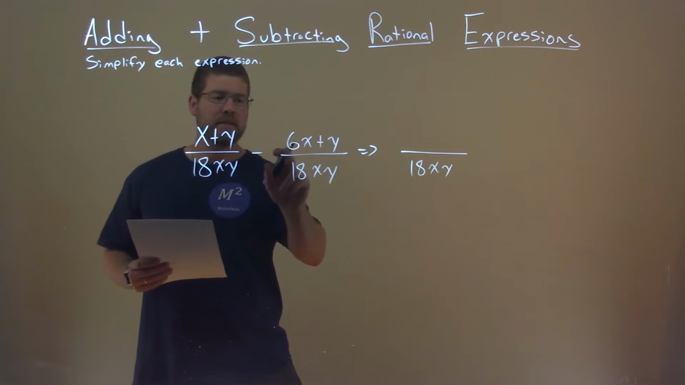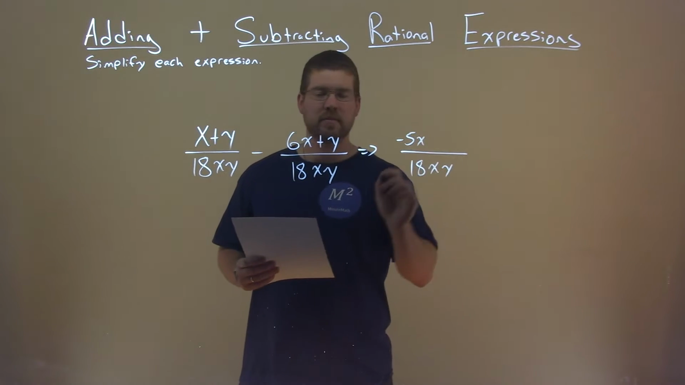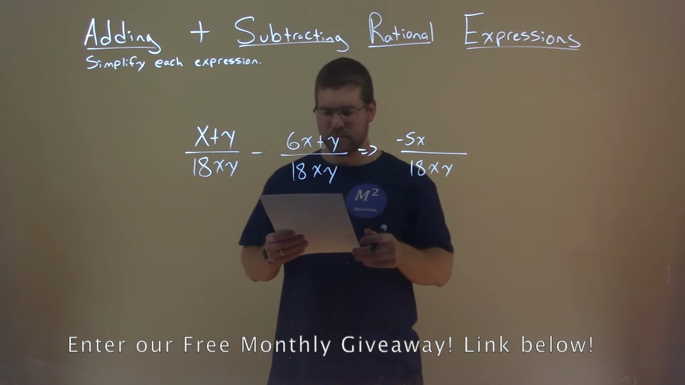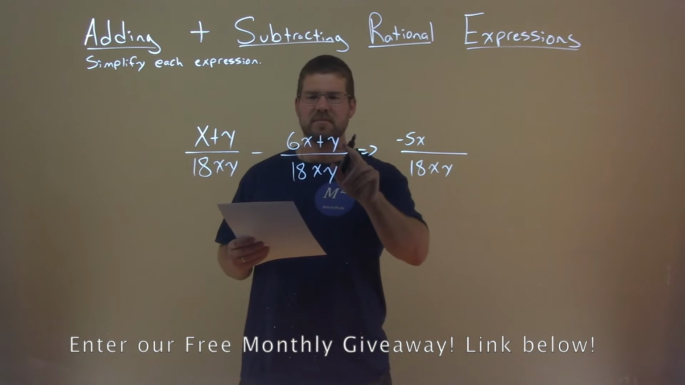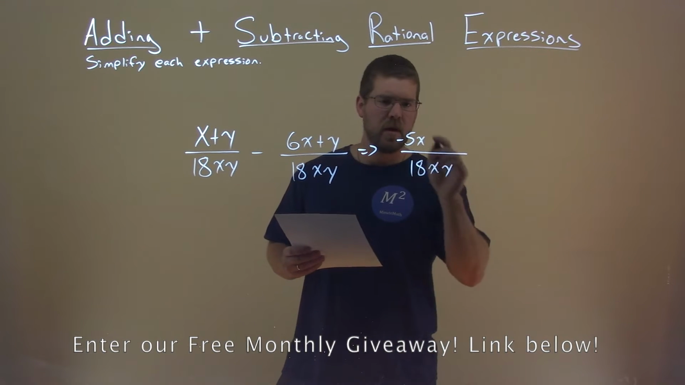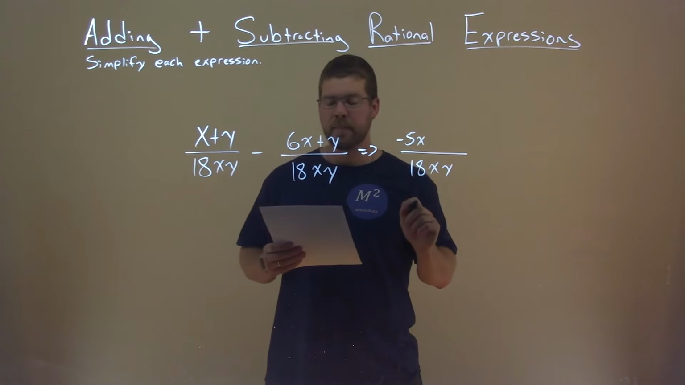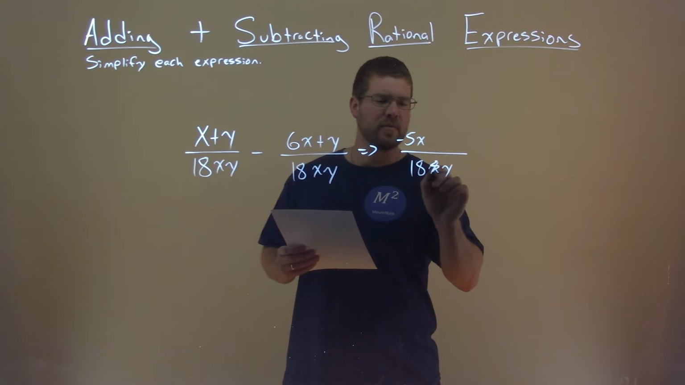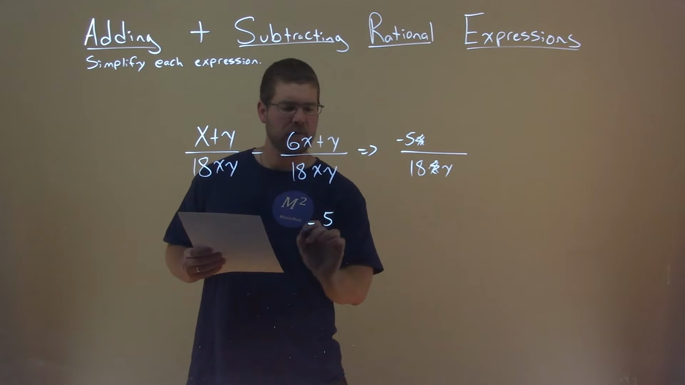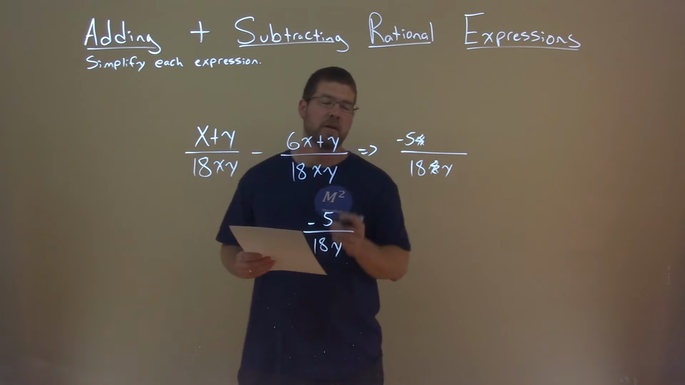x minus 6x is a negative 5x. y minus 1y is just 0. Don't need to write that. Plus 0, not needed. So now we have negative 5x over 18xy. Well, our x's can cancel, leaving us with just negative 5 over 18y, and that is our final answer.